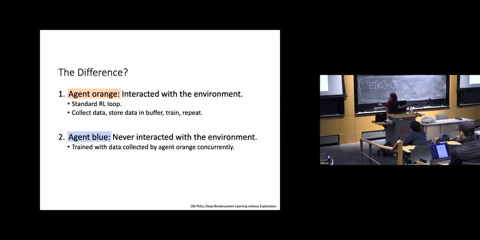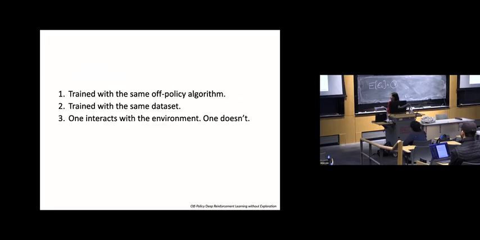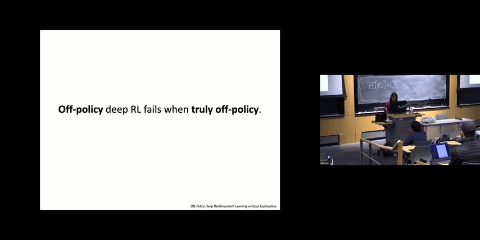The difference is that the orange agent uses the standard RL loop. You collect the data, store them in the buffer, train, repeat. The blue agent never interacts with the environment. It just uses the training data collected by the orange agent. One interacts with the environment, the other doesn't. And off-policy deep RL fails when it's tested truly off-policy. This is what you need to remember. It doesn't work for the reason that we just said.